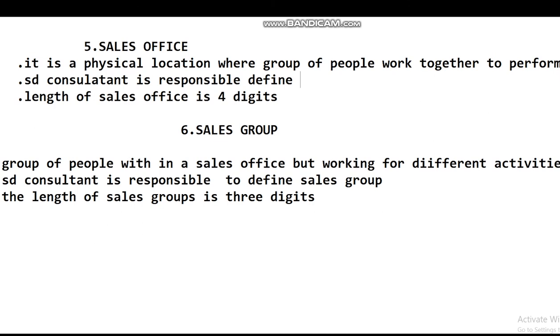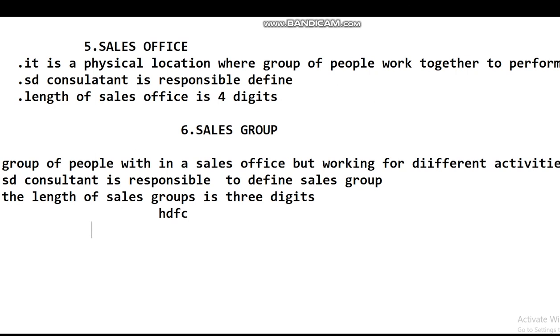And the next one is sales group. A group of people within a sales office but working for different activities. So what is the difference between sales office and sales group? Simply, a group of people within a sales office but working for different activities. So let's take an example. There is a bank, HDFC. In this HDFC bank, there is a team.